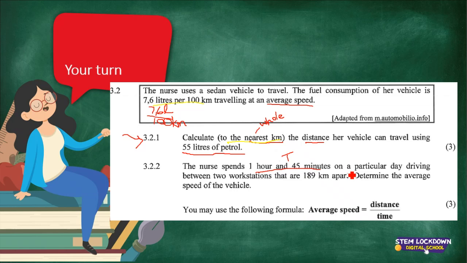On a particular day, driving between two workstations that are 181 kilometers apart. So what is that, learners? Obviously, it is distance. Determine the average speed of the vehicle. On average, what is the speed? The formula is given. This question is a bit longer, so I'm giving you 3 minutes starting now. Please do 3.2.2.